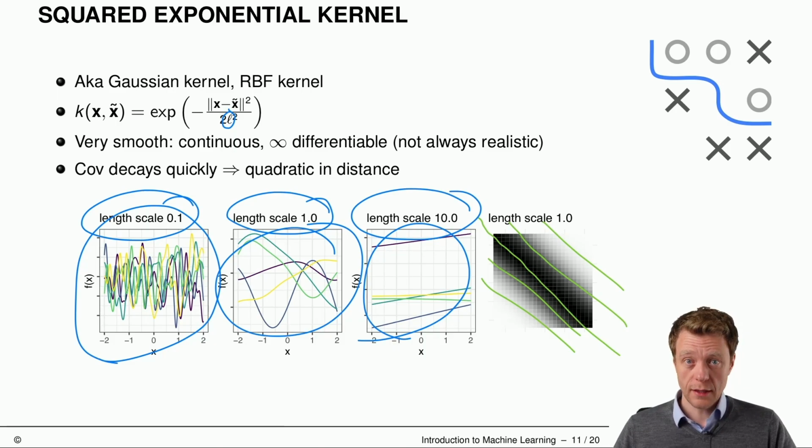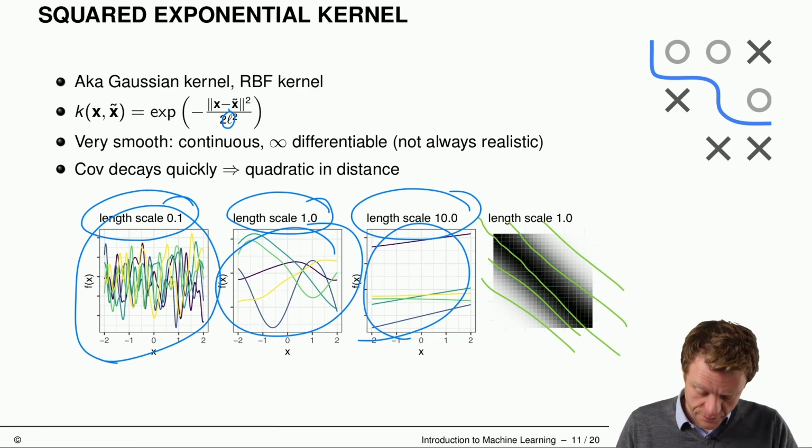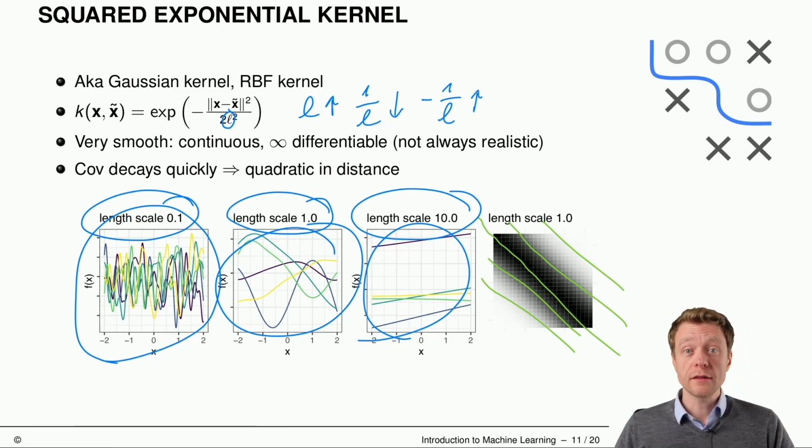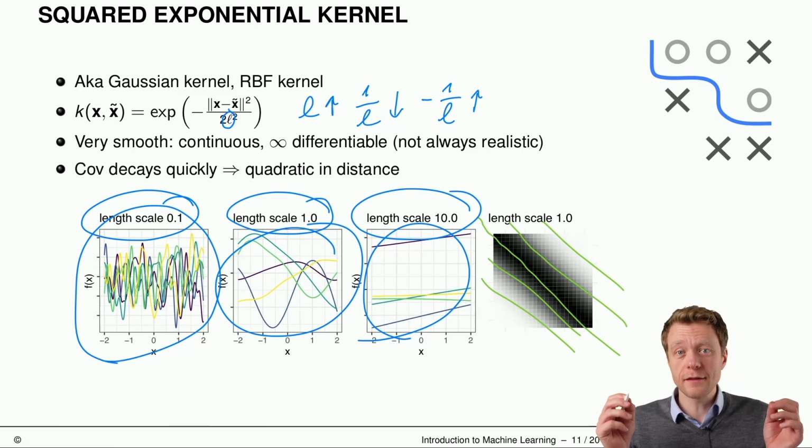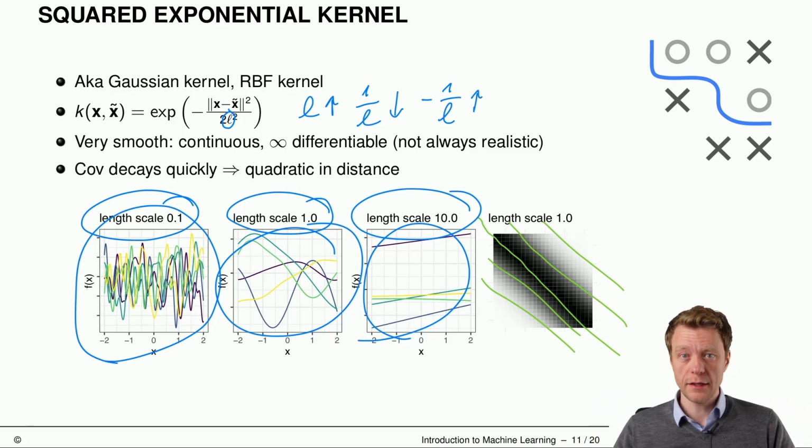We'll speak about this a bit more in detail later, but let's have a quick check if we understand that this goes in the correct direction. So what happens if L goes up? Then 1 divided by L goes down, minus 1 divided by L goes up, which means that points at a certain distance are rather highly correlated, right? So, and if they are highly correlated, it's a rather smooth function, okay? Because nothing very much can happen between these 2 points.